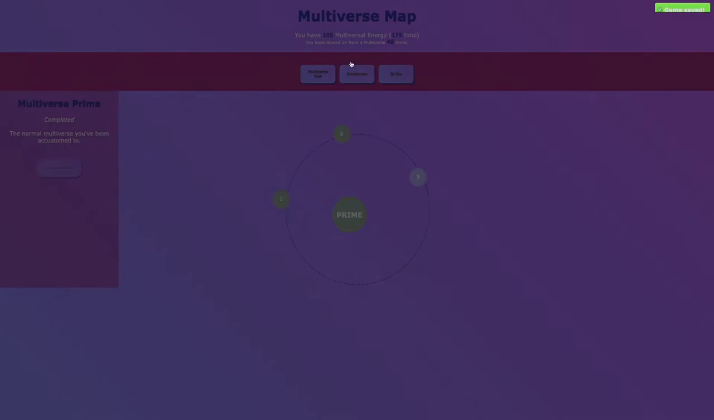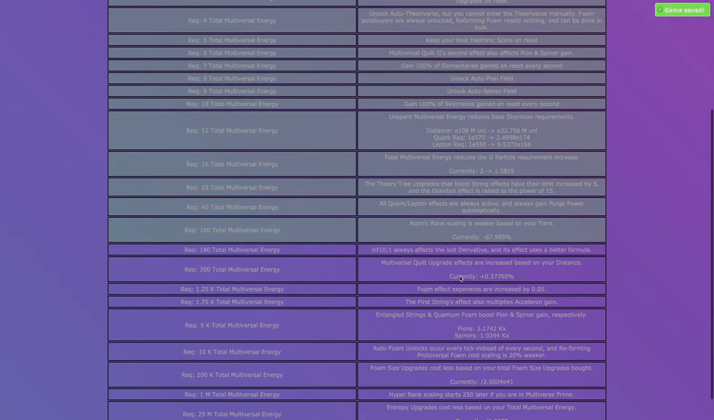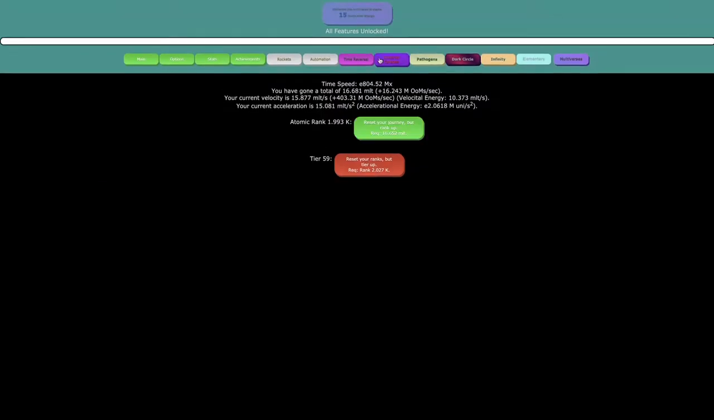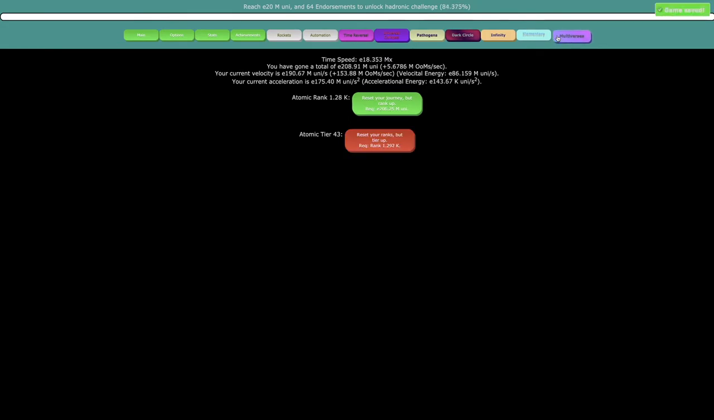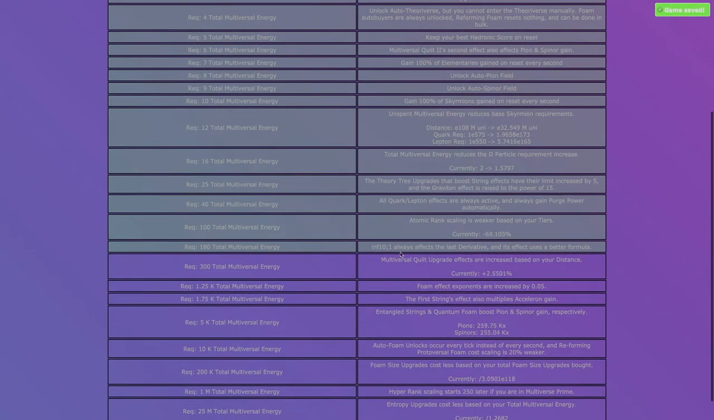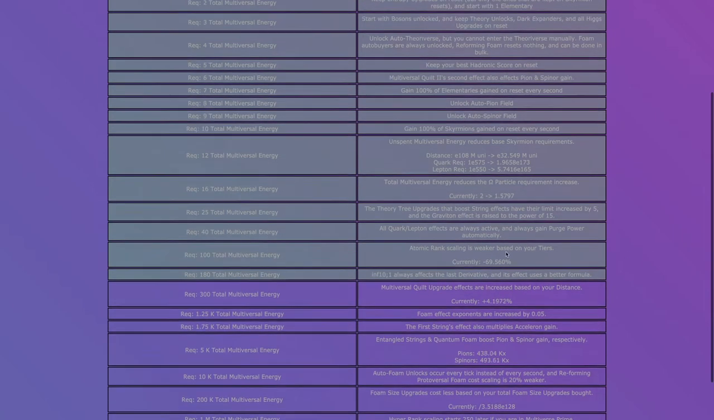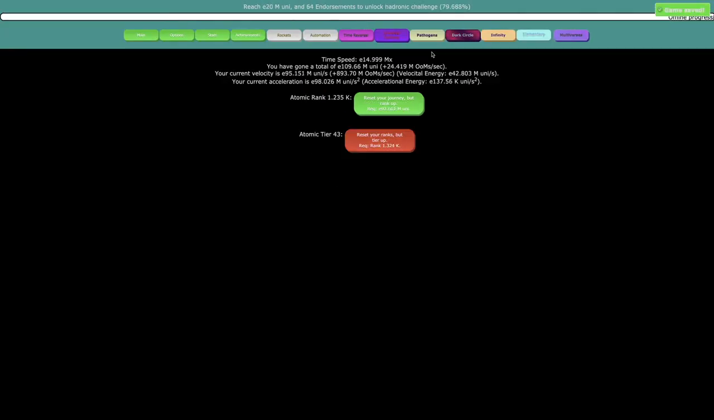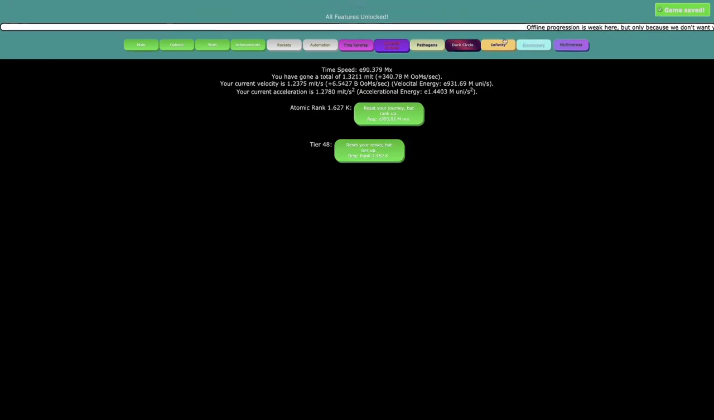Because that's going to be really powerful. Let's see what the one after that is. I don't think I looked at this. Multiversal quilt upgrade effects are increased based on your distance. Okay, then. I'm not really sure how good that's going to be, but it's probably going to be good. And, yep, now we have the Infinity 10-1 always affects the last derivative, and its effect uses a better formula. So this allows us to gain one or two more multiversal energy on every reset.